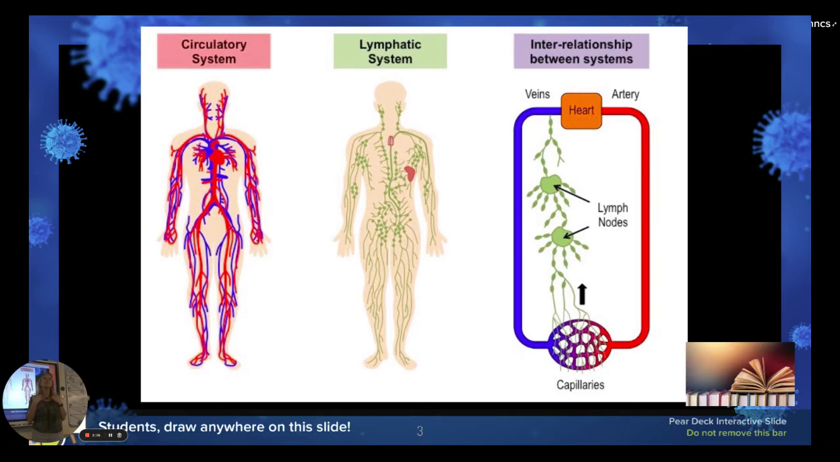Do you remember where? What's it called? Oh, okay. It passes through a lymph node. I'm glad you said that. Passes through a lymph node first, and then it's returned at the subclavian vein. Do you remember that part? All right, so that's how these two systems are engaged.